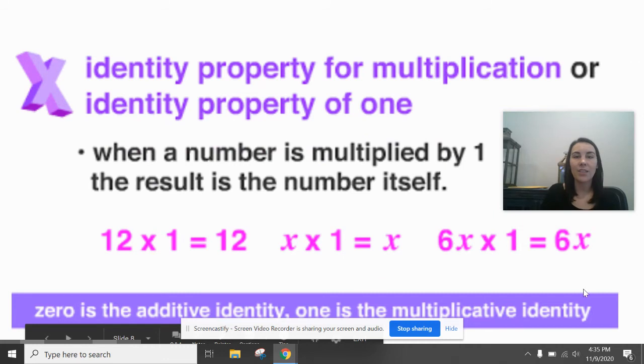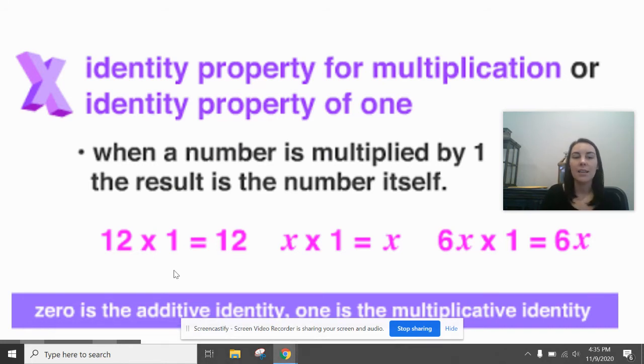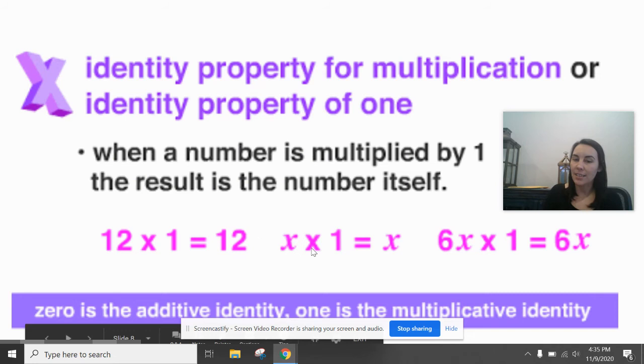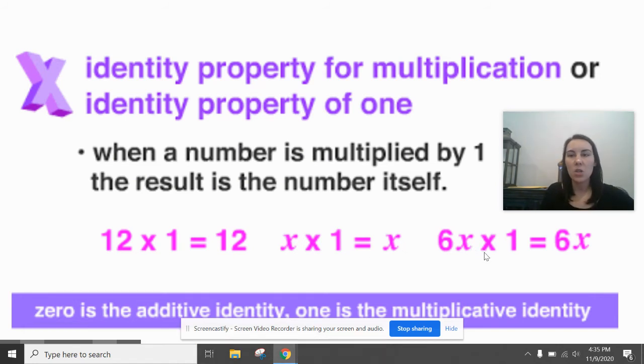We also have the identity property of multiplication, or the identity property of 1, where if we multiply any number by 1, we didn't change that identity. 12 times 1 is still 12. X times 1 is still X. 6X times 1 is still 6X. So that number did not change to a different number, so it kept its identity.